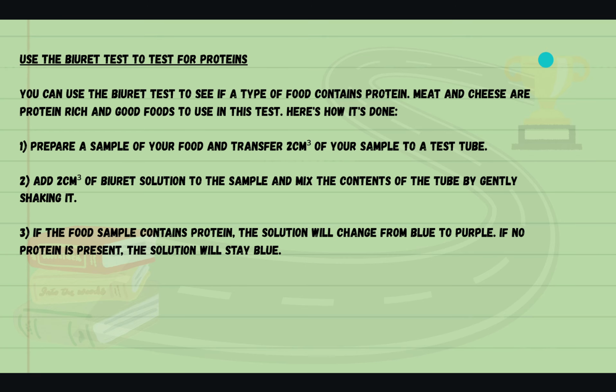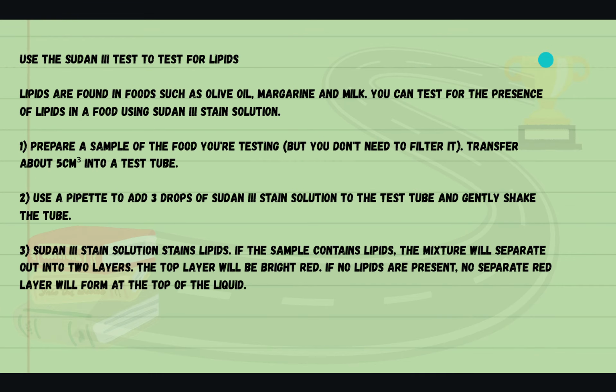You can use a Biuret test to test for proteins. So you can use a Biuret test to see if a type of food contains protein. Meat and cheese are protein rich and good foods to use in this test. Here's how it's done. So you prepare a sample of your food and transfer 2 centimeters cubed of your sample to a test tube. Then we add 2 centimeters cubed of Biuret solution to the sample and mix the contents of the tube by gently shaking it. If the food sample contains protein, the solution will change from blue to purple. If no protein is present, the solution will stay blue.